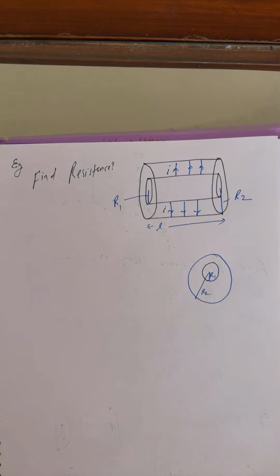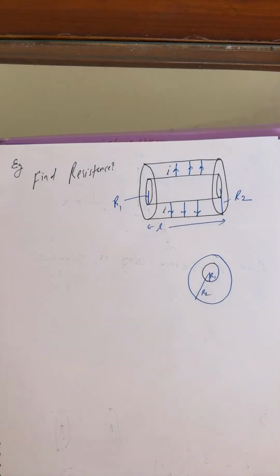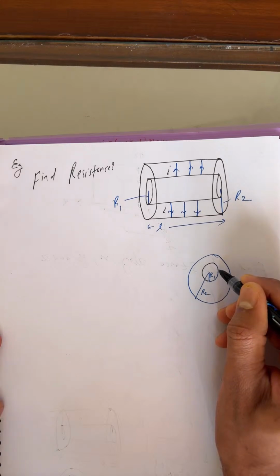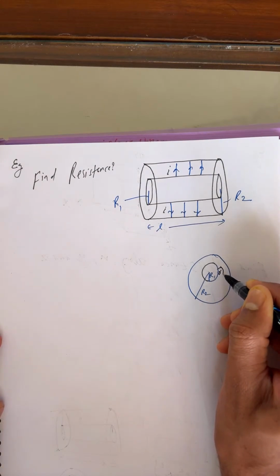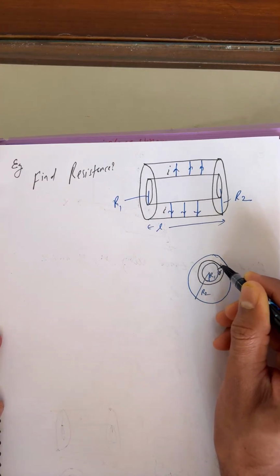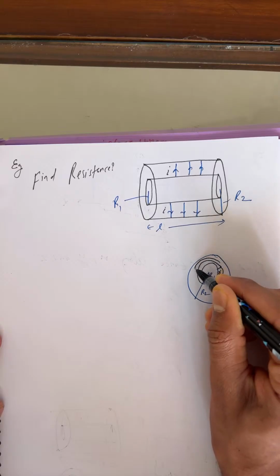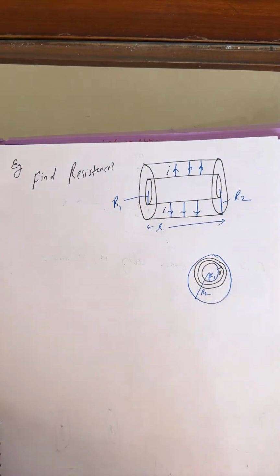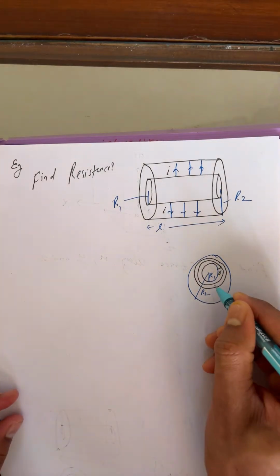Very good. So now we have to move R and take an element dR. You have to move R and take an element dR. This kind of concept doesn't apply.